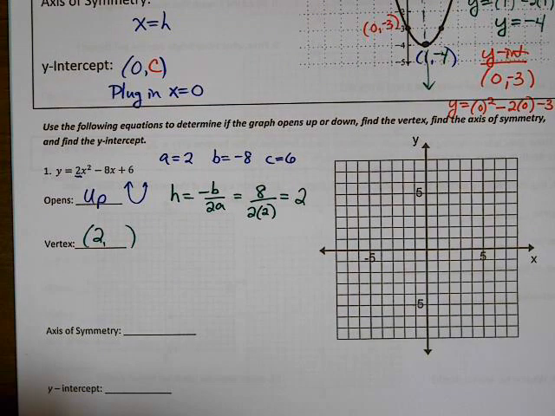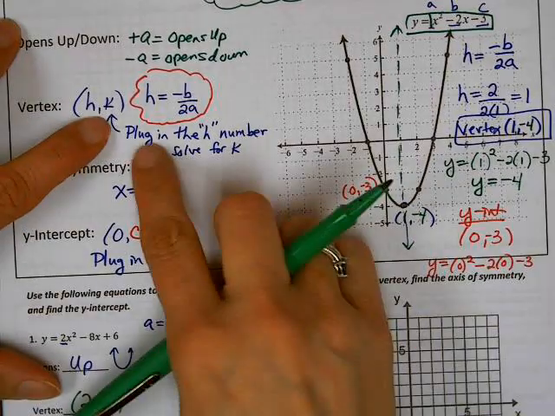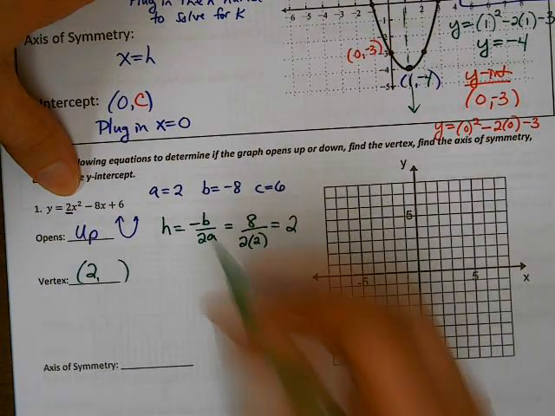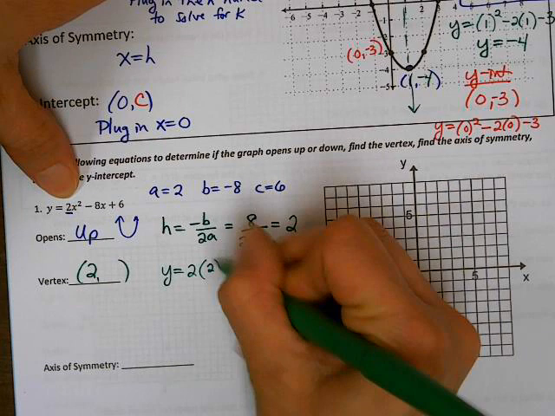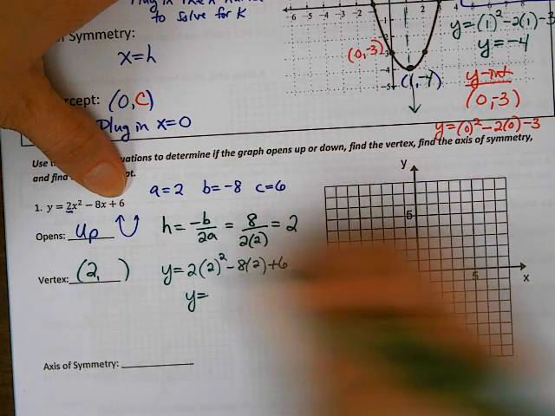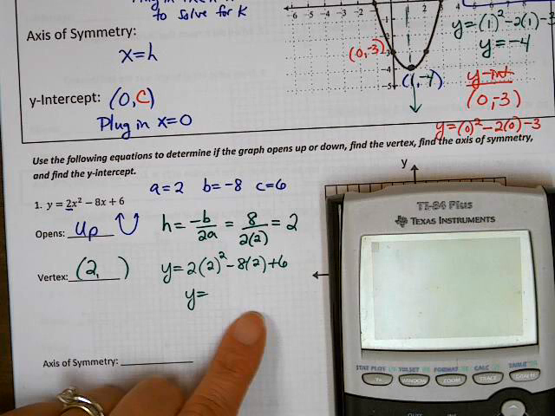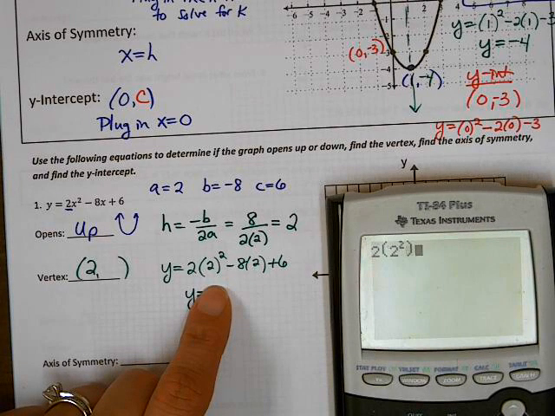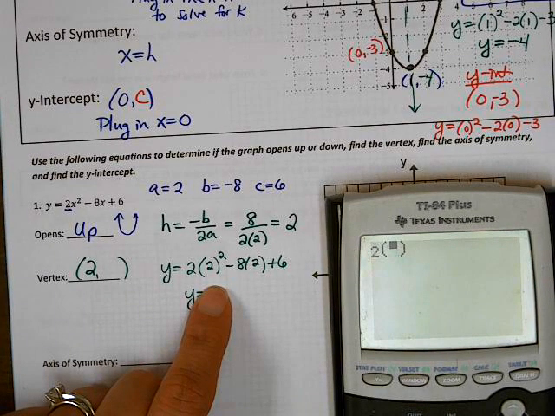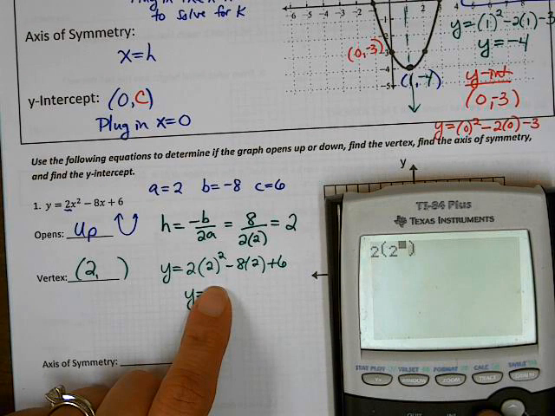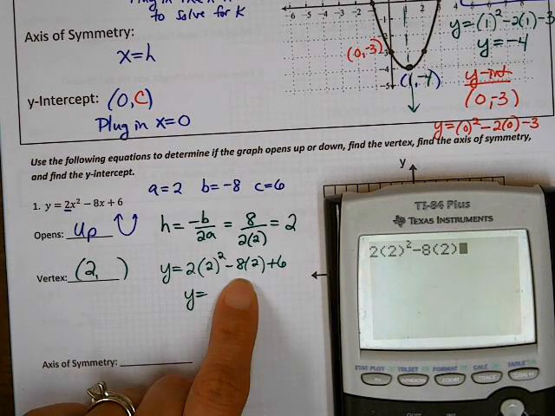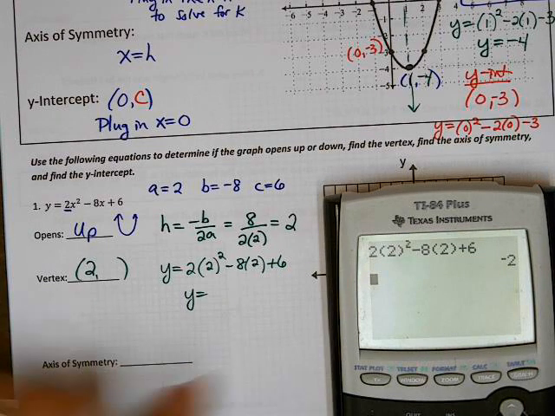To find the y value, what does it say? Plug in the h number. Oh, okay. All right, so I'm going to plug in this x number into the x spot. Y equals 2 squared minus 8 times 2 plus 6. And you can calculate by hand, or we could plug into the calculator. Let's put 2, close it up, squared, minus 8 times 2 plus 6. And the y value is -2.